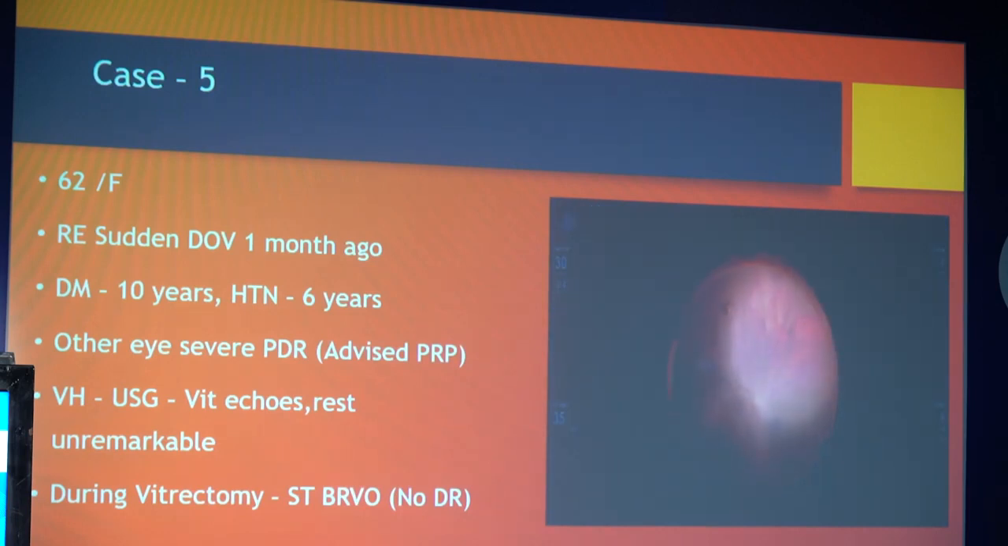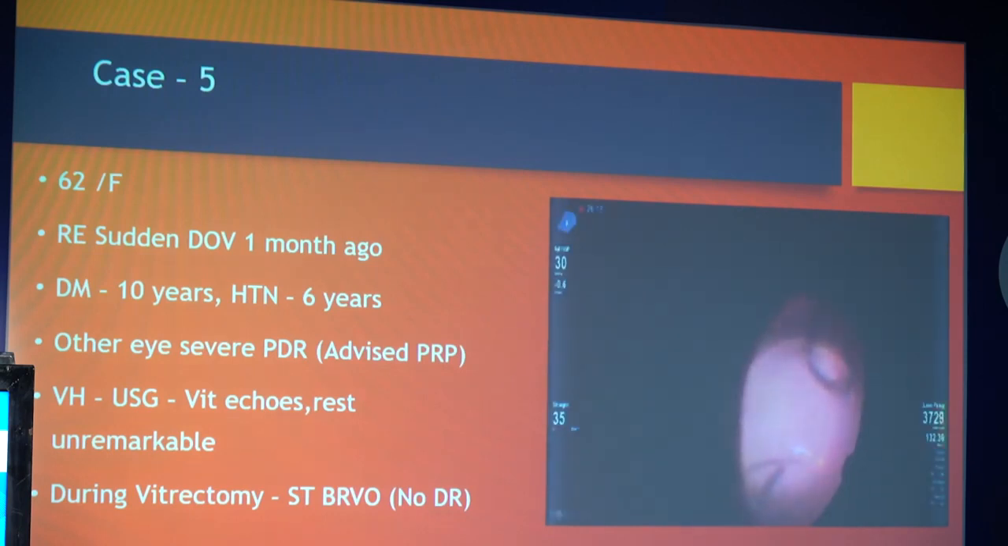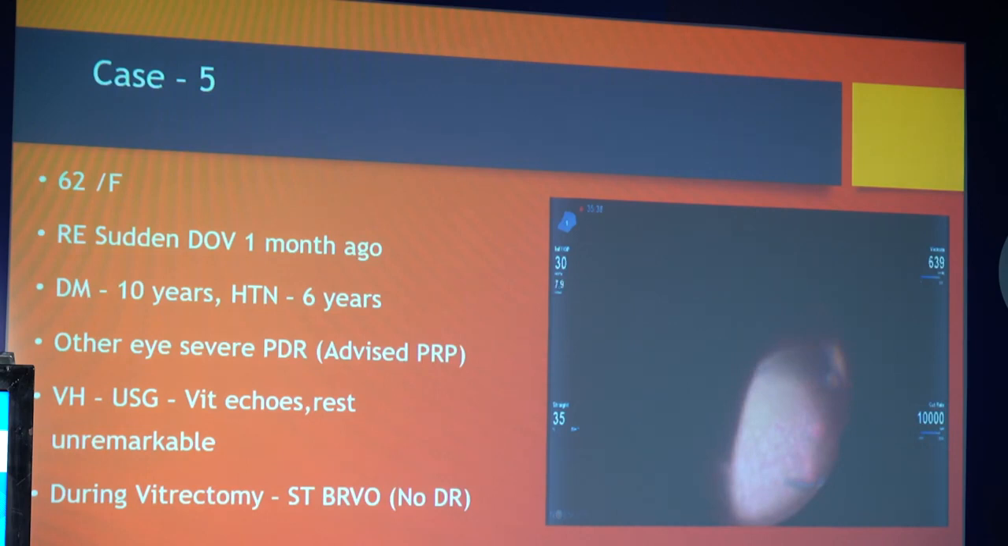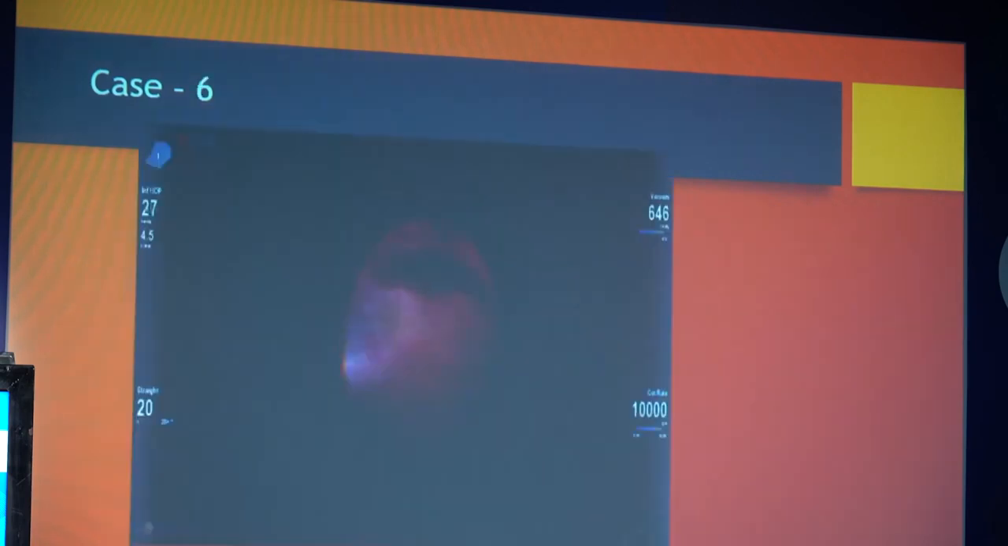In fact, there was no neovascularization to explain the cause for the vitreous hemorrhage, and probably this was a case of PVD. We really don't know what the cause of the vitreous hemorrhage was, although we presume that this could be due to a BRVO. So this is the fundus finding. We did a laser, no doubt, just to overdo and see that there is no scope for further bleeding.